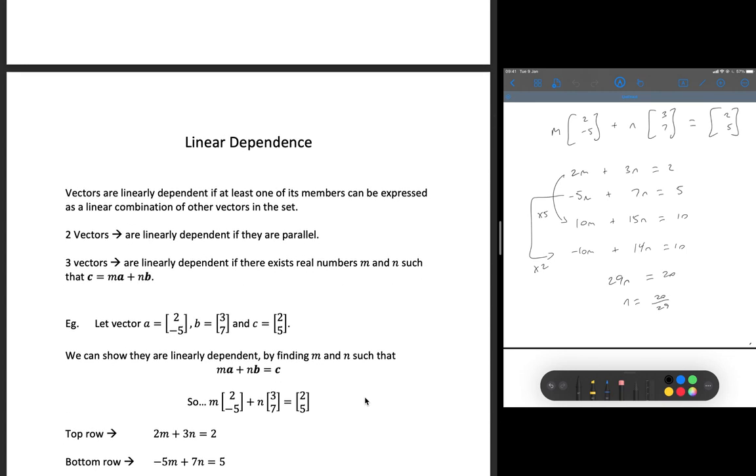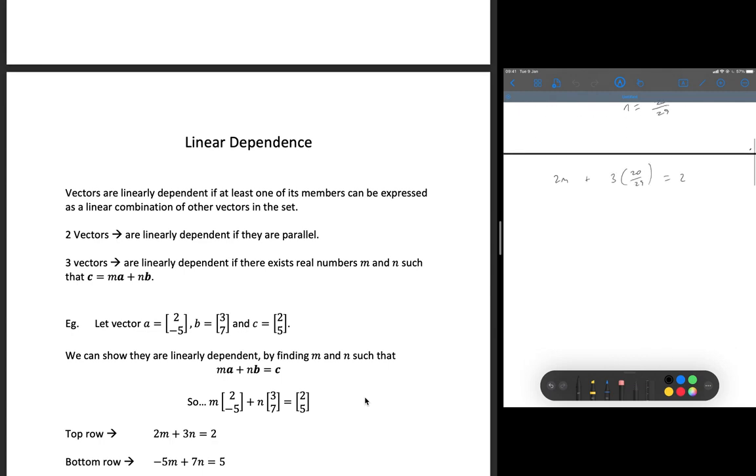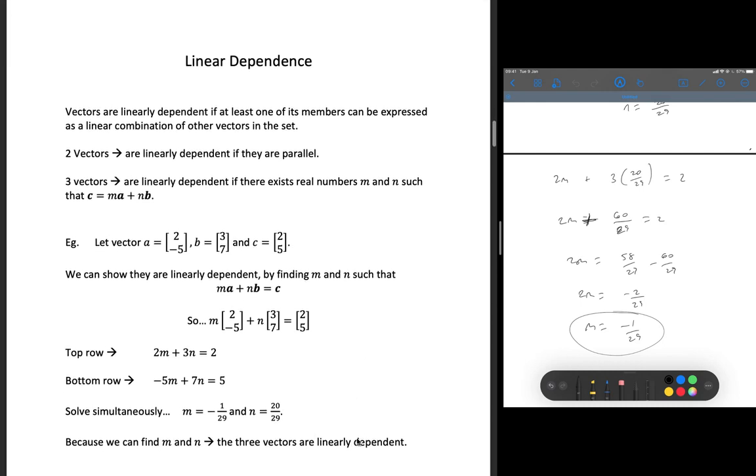It is indeed. I then sub that back into one of the equations. I'll use the top one. So 2M plus 3 times 20 over 29 equals 2. 2M plus 60 over 29 equals 2. 2M equals 58 over 29, take 60 over 29. 2M equals -2 over 29, so M must be -1 over 29. And that's what I got there. So the fact that we've found a value of M and a value of N means that they have to be linearly dependent. Because if there is a solution, then it is linearly dependent.